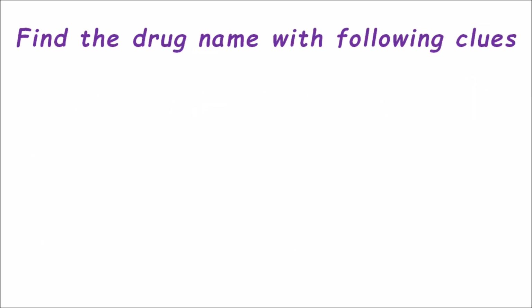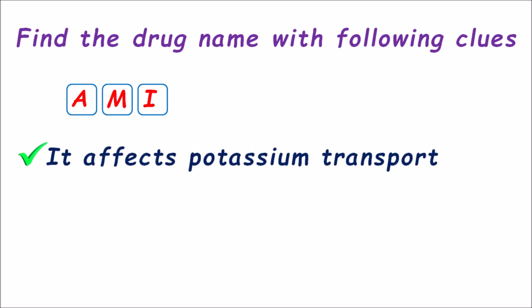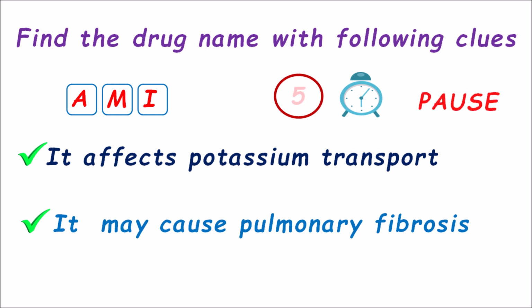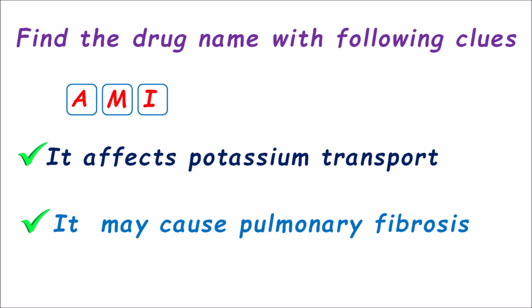Find the drug name with the following clues. The drug starts with the letters AMI, and the clues are: it affects potassium transport, and it may cause pulmonary fibrosis. Again, you can take some time to think about the right answer. Otherwise, you can pause the video and work out the right answer. Now let's solve this puzzle.